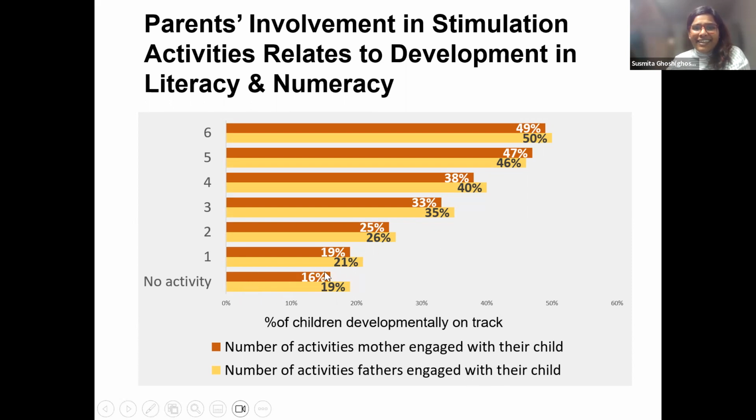So we can see here that the children are less likely to be on the developmental track for literacy and numeracy if their parents are not engaged in any activities, compared to the children whose parents are engaged in about six activities. If the parents are not engaged in any activities, the children are less likely to be developmentally on track for literacy and numeracy.